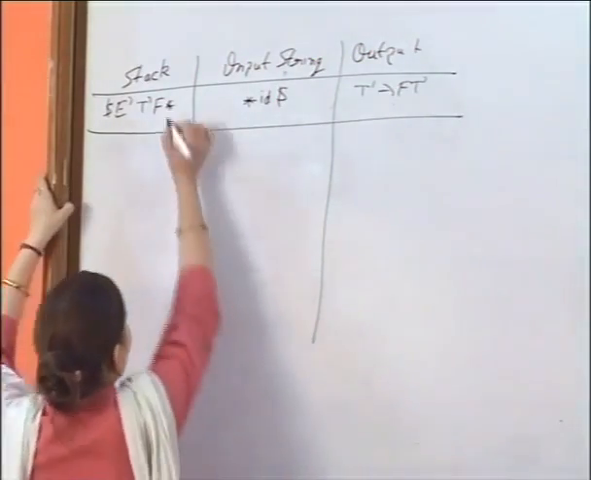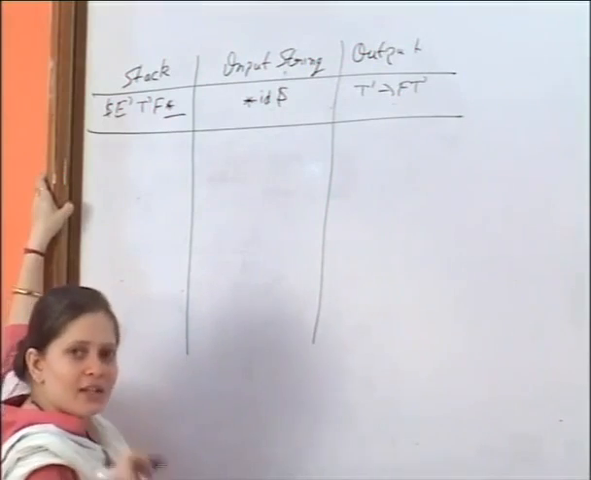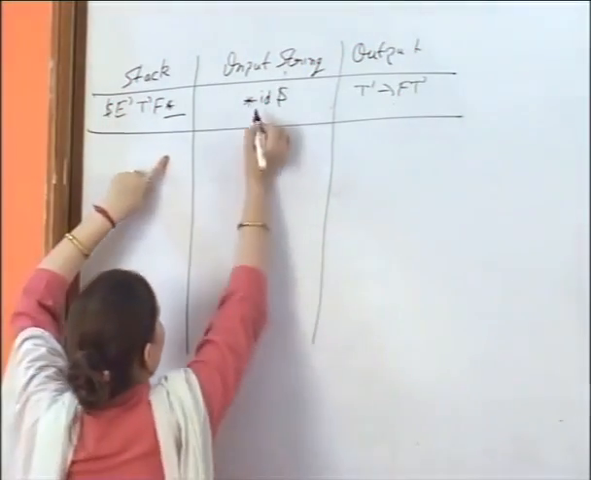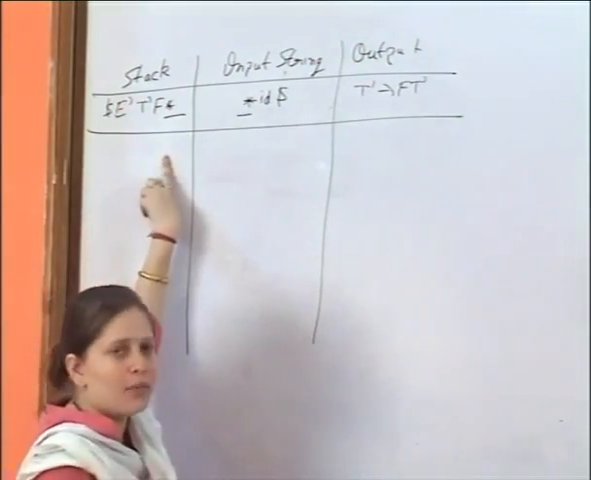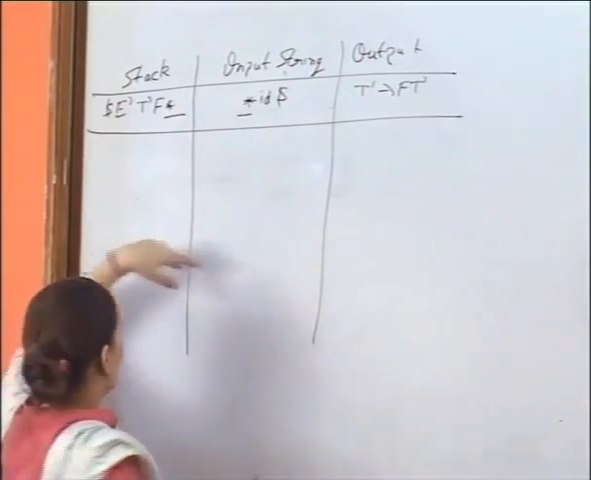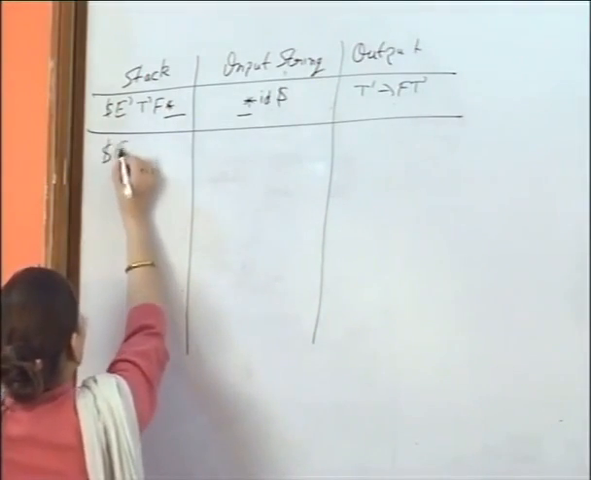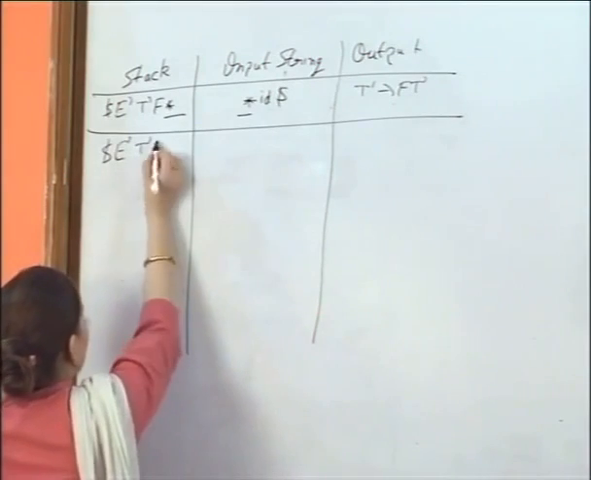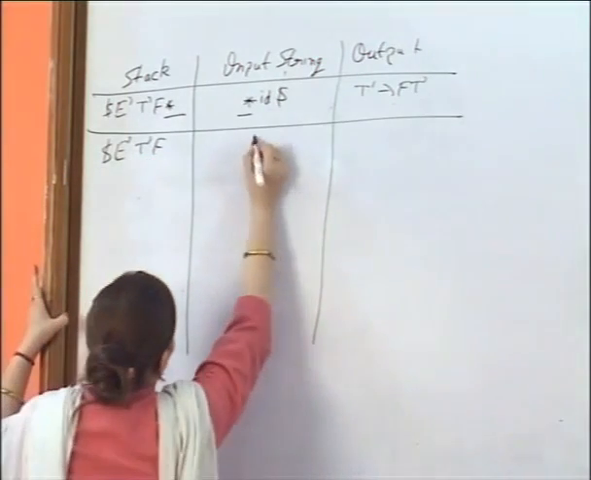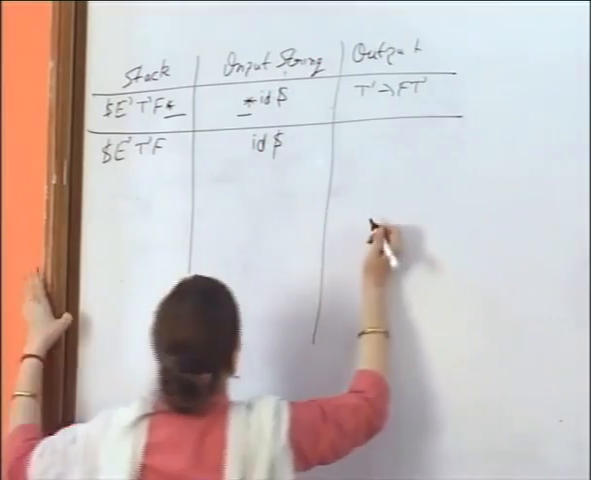Now the value at the top of the stack is a terminal. So this terminal is matched with this input character. They both match, pop both of them. Now we have dollar E dash, T dash and F, here ID and dollar.